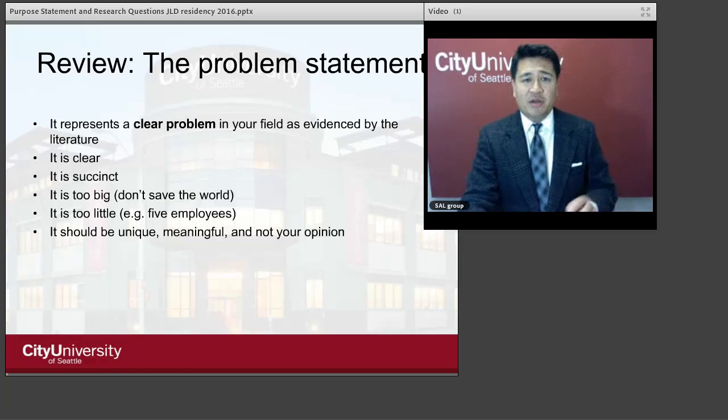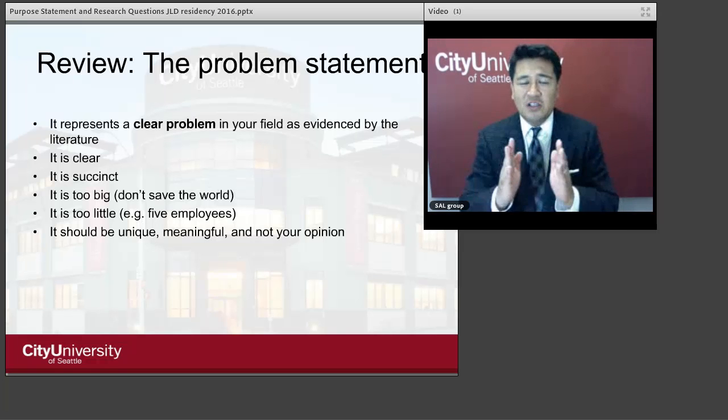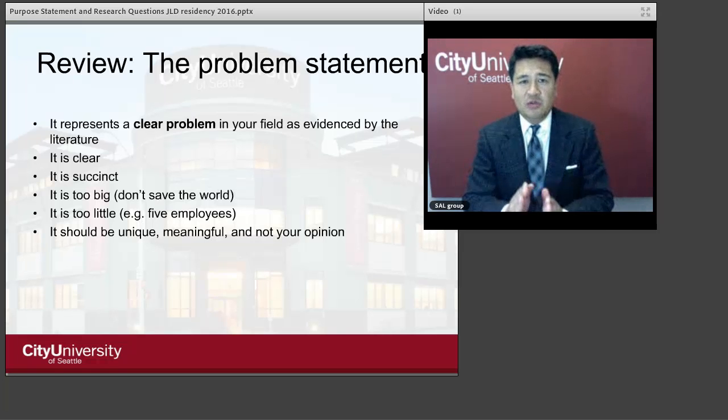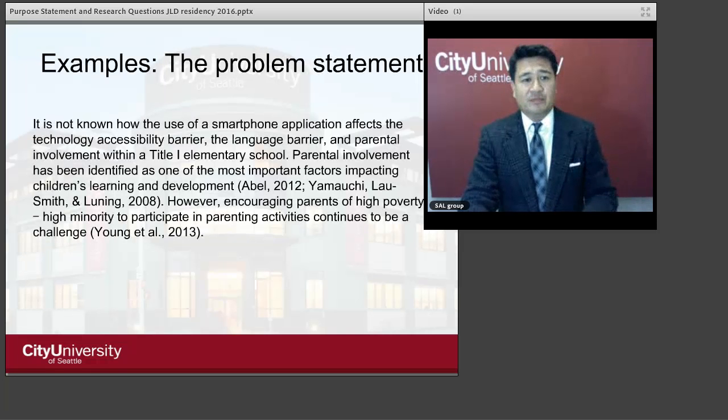Sometimes the problem statements are too small. So the study will explore the lived experiences of 5 students in a classroom. Well, that's way too narrow. It should be unique, meaningful, and not your opinion. Again, everything is based on the literature. So it's not a problem if you say it's a problem. It's a problem if the literature, the themes in the literature, say it is.